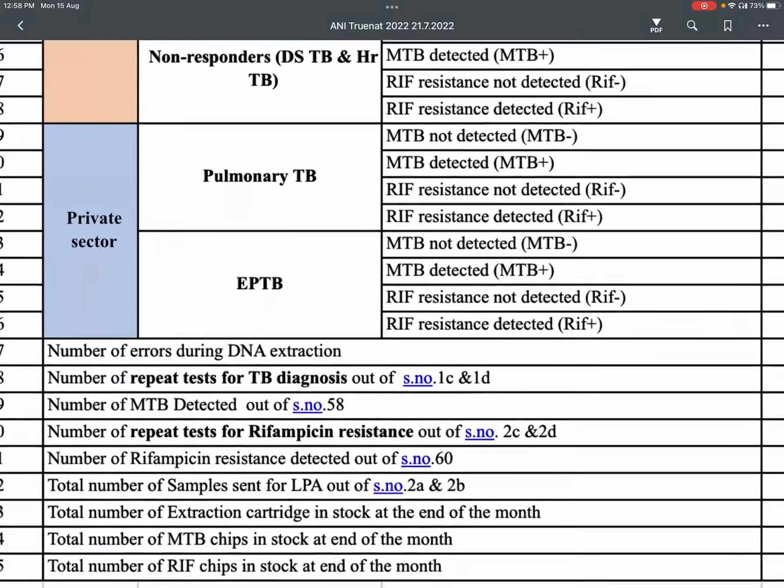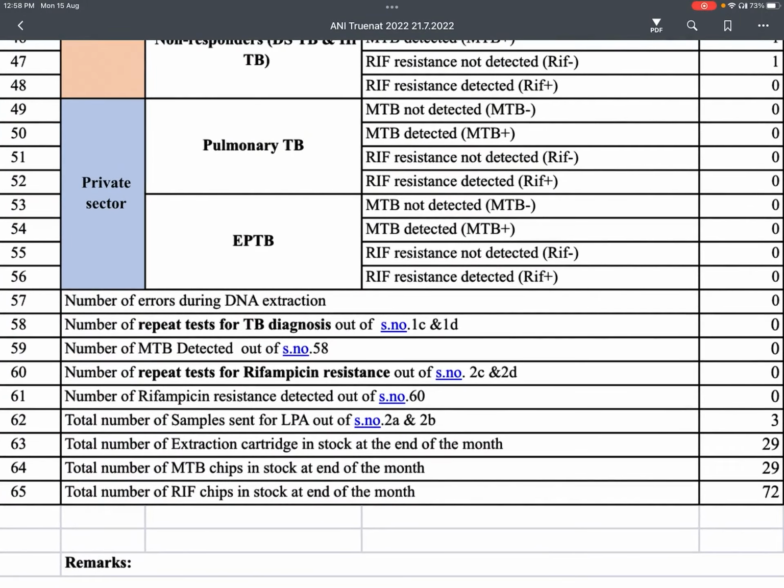So further down you can see here 57 number of errors during DNA extraction. So if there was any error during DNA extraction, kindly note the remarks column of your register so that you can count and write here. The number of repeat tests in TB chip when you are doing, if you got invalid or error, that is 1C and 1D, how many samples did you repeat? Okay, if it was invalid, how many times did you repeat, and when you repeated, if you got MTB detected, out of that, how many you got MTB detected. Similarly, again 60 and 61, it is rifampicin test resistance indeterminate and error, how many were there, and out of that when you repeated, how many you got rifampicin resistant detected.